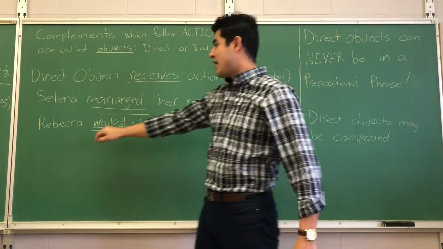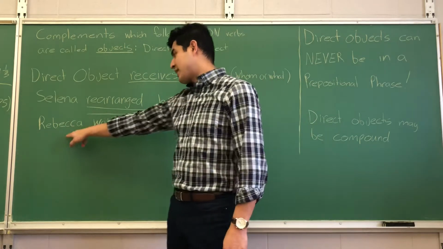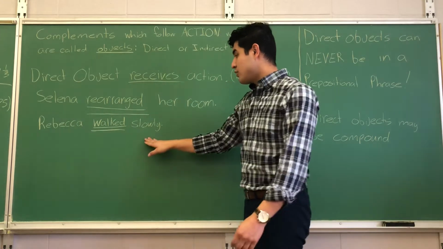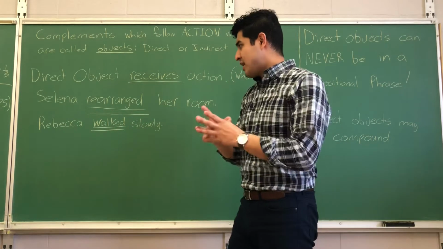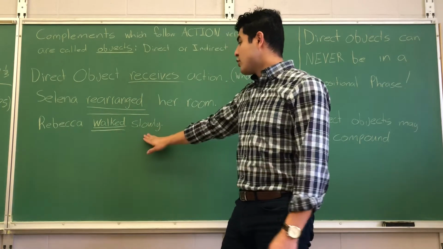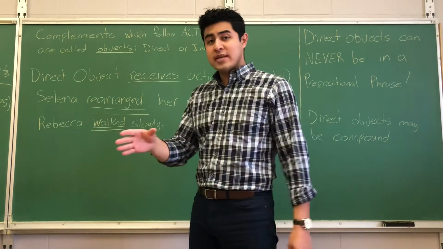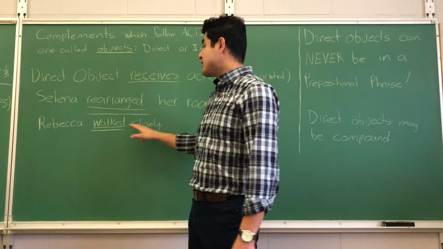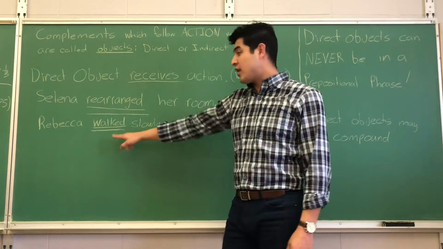In this case, we have Rebecca walked. Rebecca is our subject. Walked is our action verb, and then slowly. But the important thing to notice here: slowly is not a noun, so it won't be our direct object. Slowly is an adverb describing how, it answers how Rebecca walked.